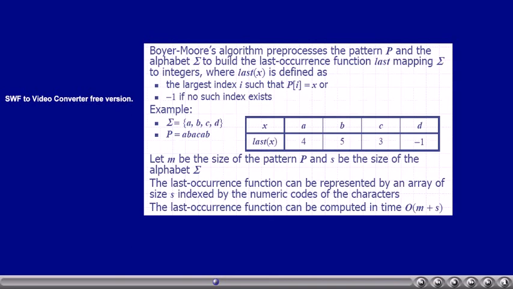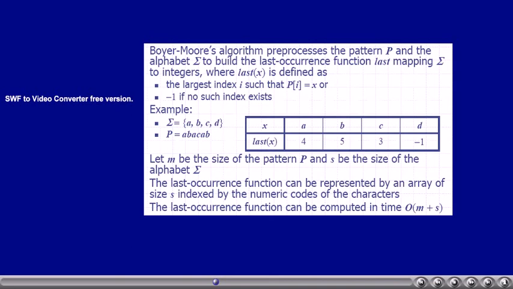Similarly, if we take B, where is it available? The last occurrence of B. The string has 2 B's, but the last B is available where? In the 5th location. Thus, last of B is taken as 5. Similarly, A is seen in the given string ABACAB 3 times. The last A is available in the fourth location. Thus, last of x value will be taken as 4.